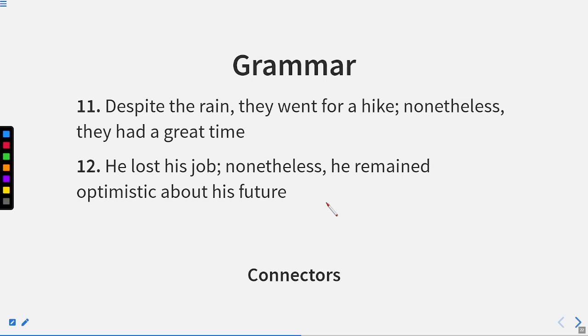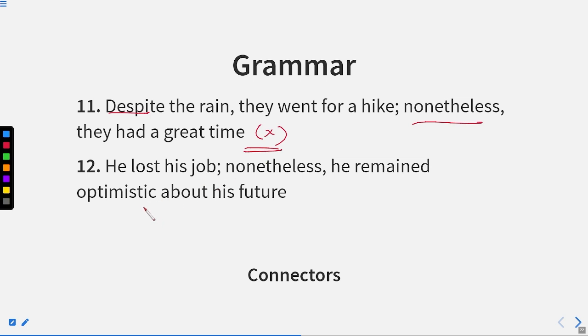Despite the rain, they went for a hike. Nonetheless, they had a great time. So here we are using the words "despite" and "nonetheless" together. However, they are not required to be used together. So we can say that this sentence is superfluous as well. We should not write this type of sentence.